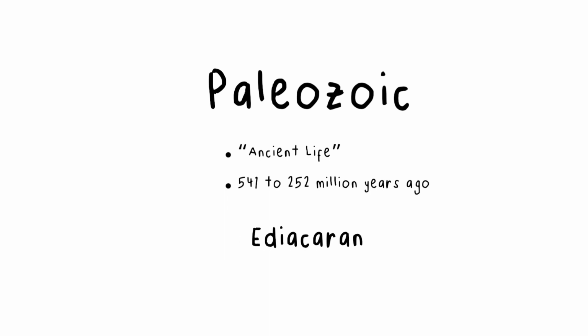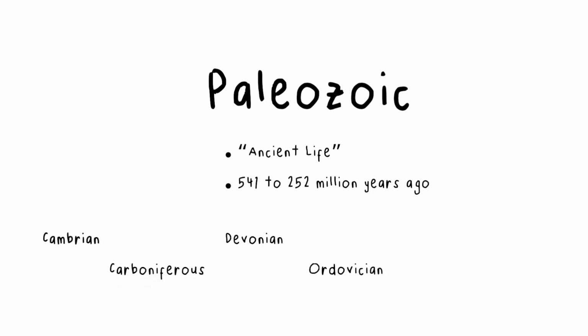Paleozoic era. Paleozoic also means ancient life, and lasted from 541 to 252 million years ago. The oldest animals on Earth appeared just before the start of this era, in the Ediacaran period. There are five periods in this era: Cambrian, Carboniferous, Devonian, Permian, and Silurian. The Paleozoic era is included in the Phanerozoic Eon.